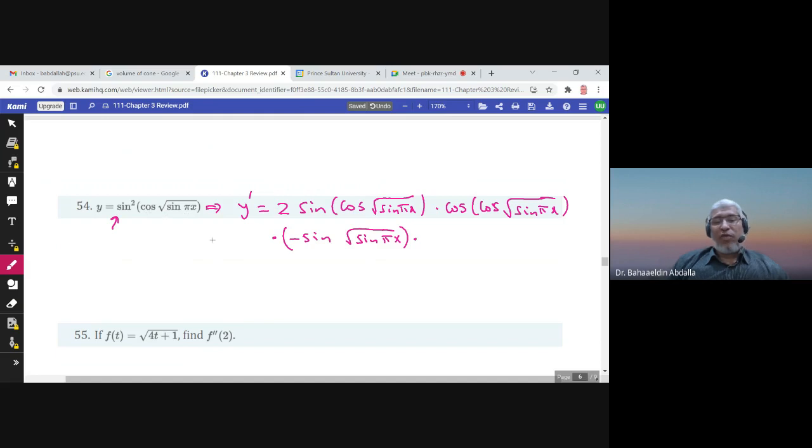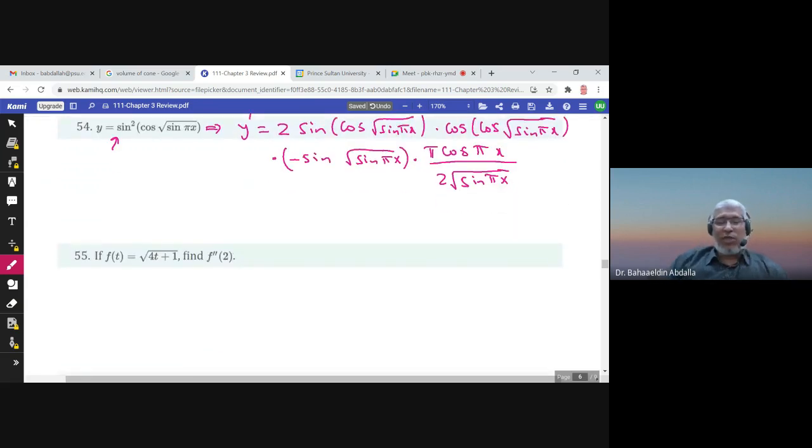Now, derivative of the square root. Derivative of the square root will be 1 over 2 square root of sine pi x times the derivative of what is inside the square root. Derivative of sine is cosine pi x times derivative of pi x, which is pi. So this was many chain rules. Chain rule used many times.